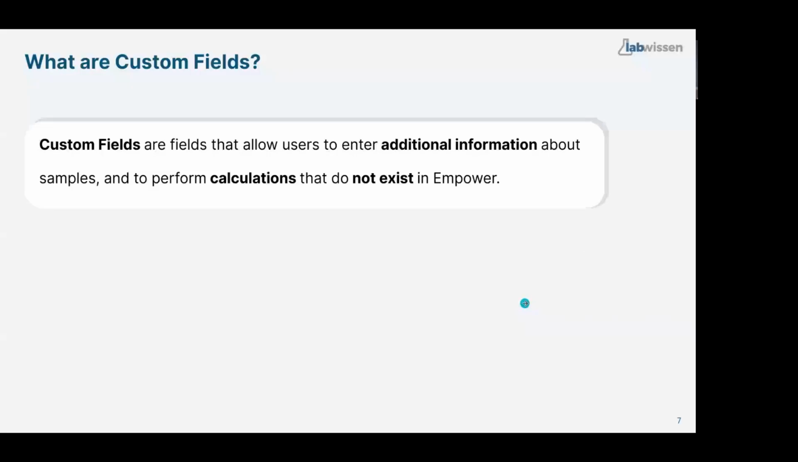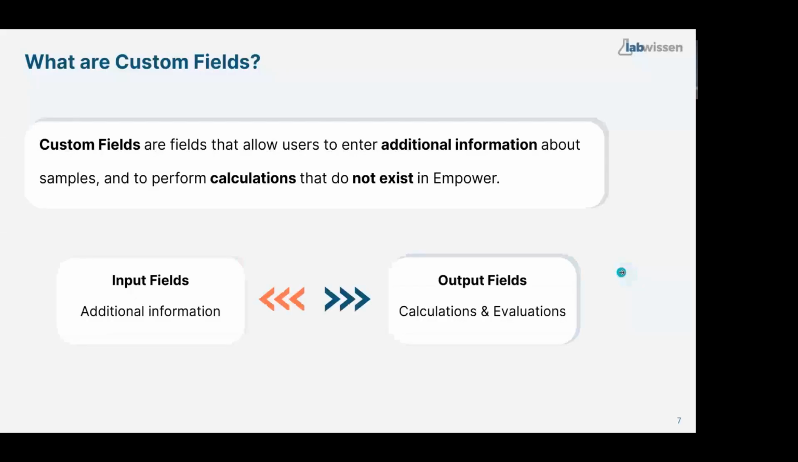So we have two main types of custom fields. The input fields, the custom fields we use to add additional information, and the output fields. Those custom fields we use to do calculations and to perform evaluations of our data.